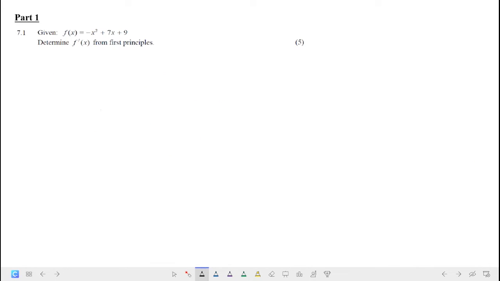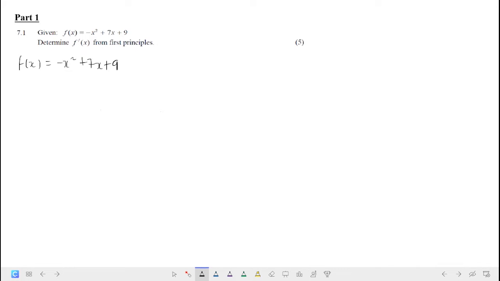Now, in the first principle, 7.1 says given f of x, right? So let's write f of x is equals to minus x squared plus 7x plus 9. So now here we are given f of x, and then the question says determine f prime x from the first principles. Now, whenever you're given f of x and they want you to find f prime x using first principle, it is important to do this.